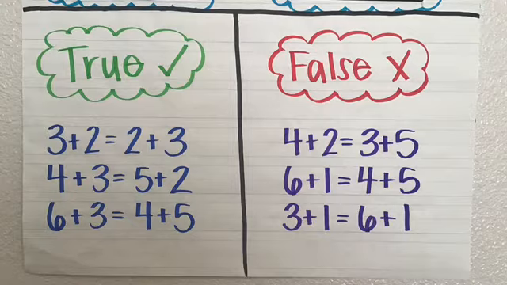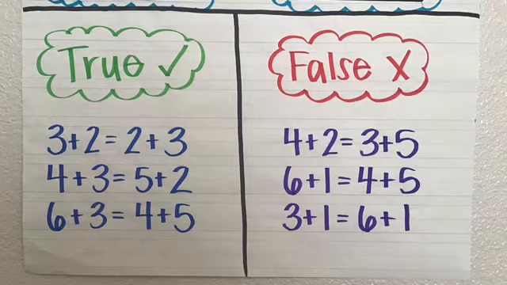On the false side, I have 4 plus 2 equals 3 plus 5. I know that 4 plus 2 equals 6, but 3 plus 5 equals 8. 6 is not equal to 8, so that equation is false. I also have 6 plus 1 equals 4 plus 5. 6 plus 1 is 7, and 4 plus 5 is 9. 7 does not equal 9, so that equation is false.